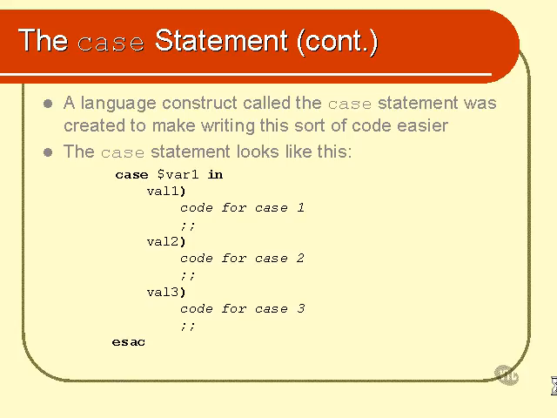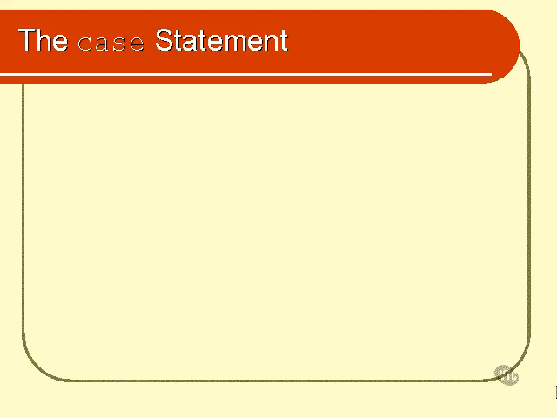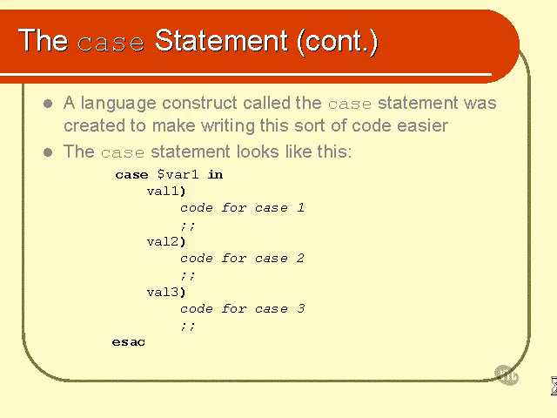You can actually put those 2 semicolons on the end of the previous line if you want to, which is nice to do if there is only one line of code for each case. But if there are several lines, you tend to put the 2 semicolons on a line by themselves. Finally, when you've exhausted all the options, you put ESAC, which is case spelled backwards, just like phi spelled backwards. So let's see an example of the case statement in action.